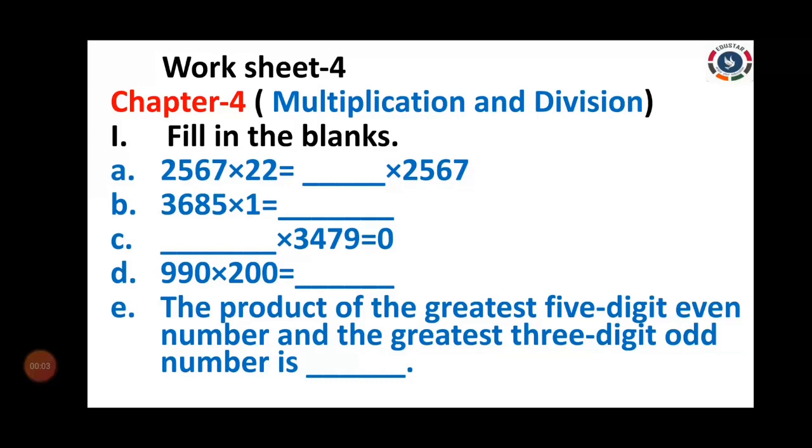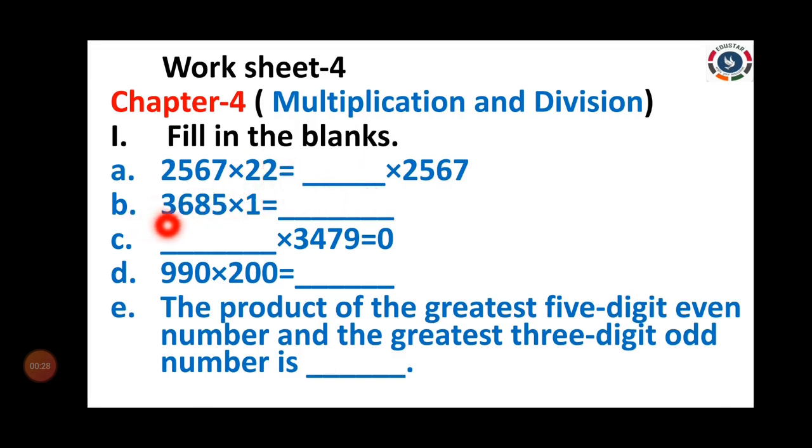Let us start to write worksheet 4, chapter number 4, multiplication and division. Numeral 1, fill in the blanks. A. 2567 into 22 is equal to dash into 2567. So this is commutative property. So what is missing, that you want to write in the dash.